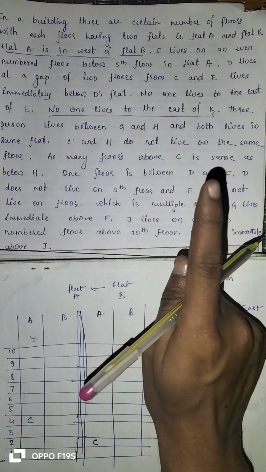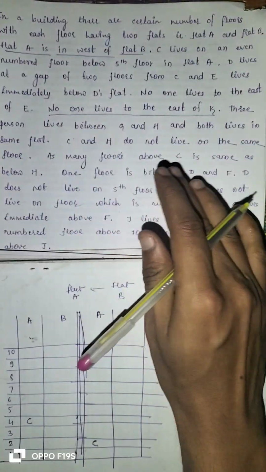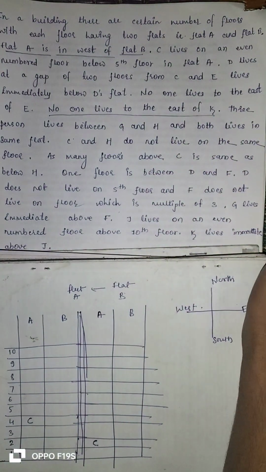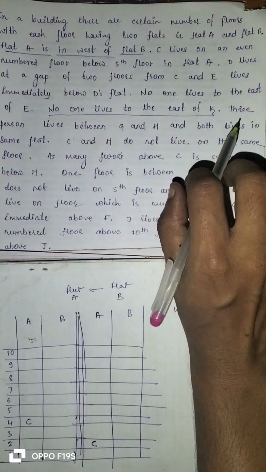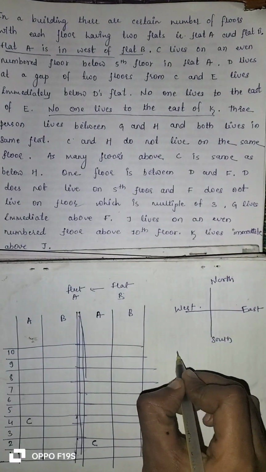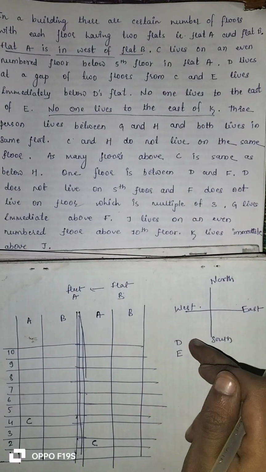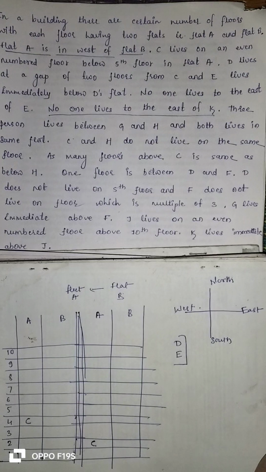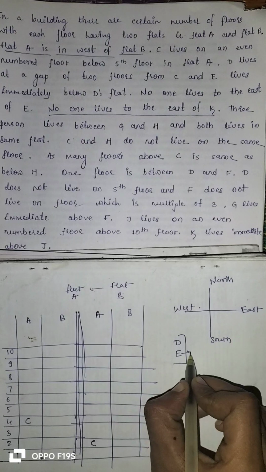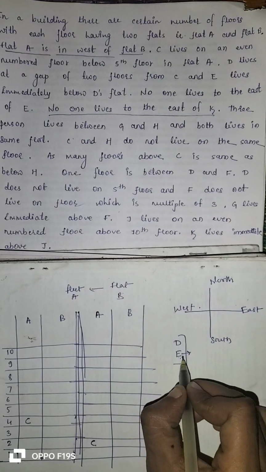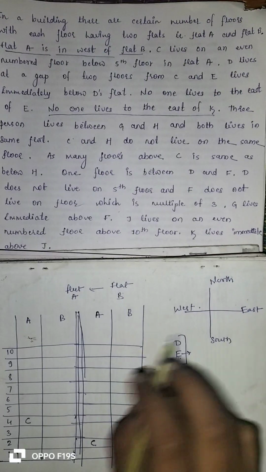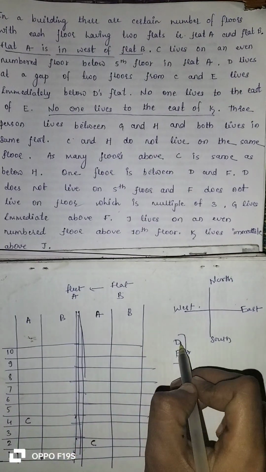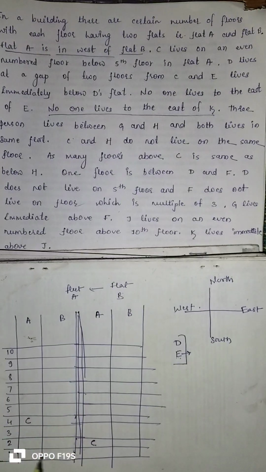But they have not mentioned the flat. So we should read the next conditions now. E lives immediately below D's flat. That means they are living on the same floor, and no one lives to the east of E. That means E is in flat B. That means D is also in flat B.